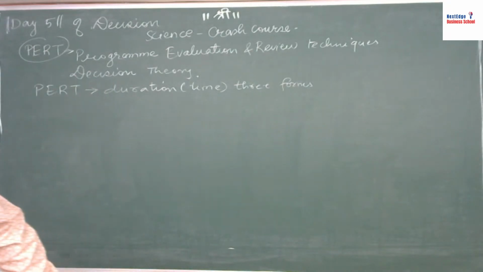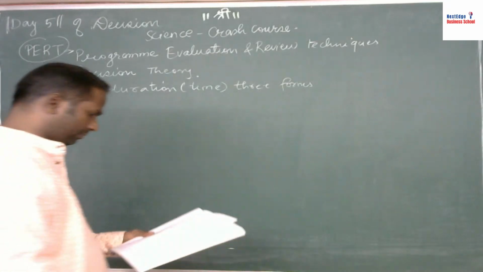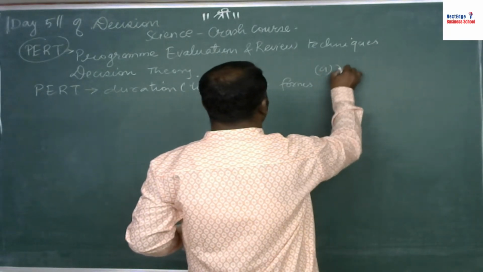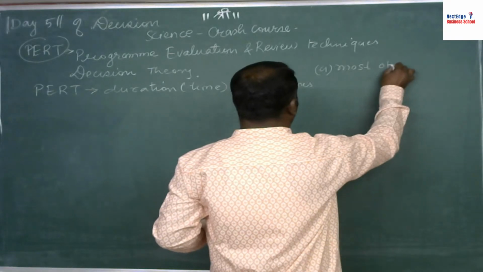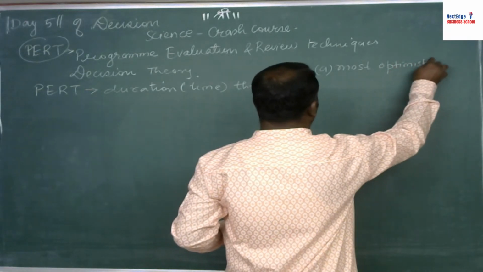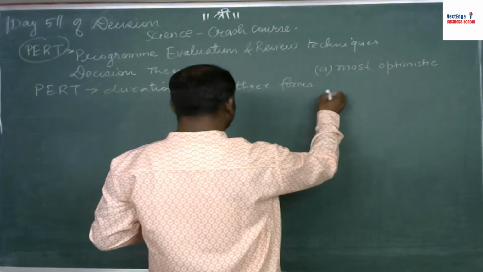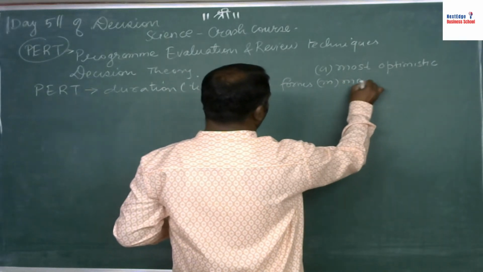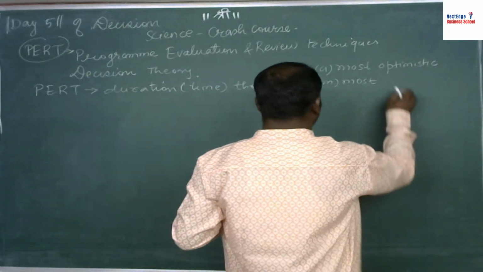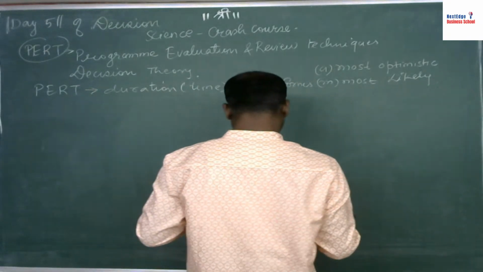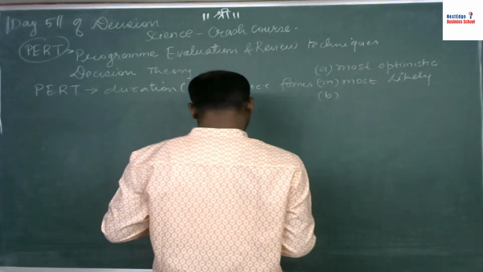The first form is your most optimistic time, that is represented as A. Second time is most likely, that is represented as M. And third is denoted as B, and the name of this third is most pessimistic.